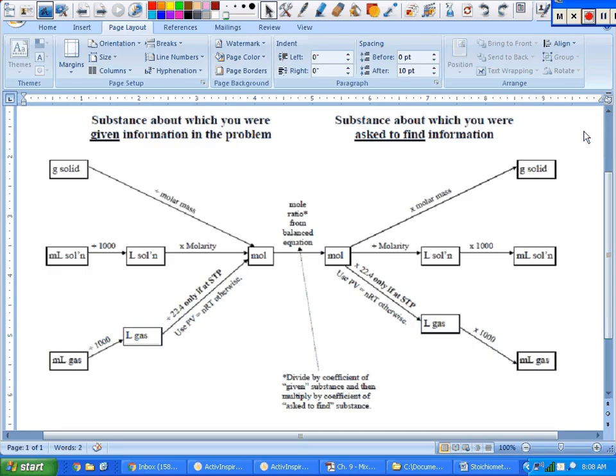So since Sarah has such an issue with having two sheets of paper on her desk, I did not print this one out for you guys.